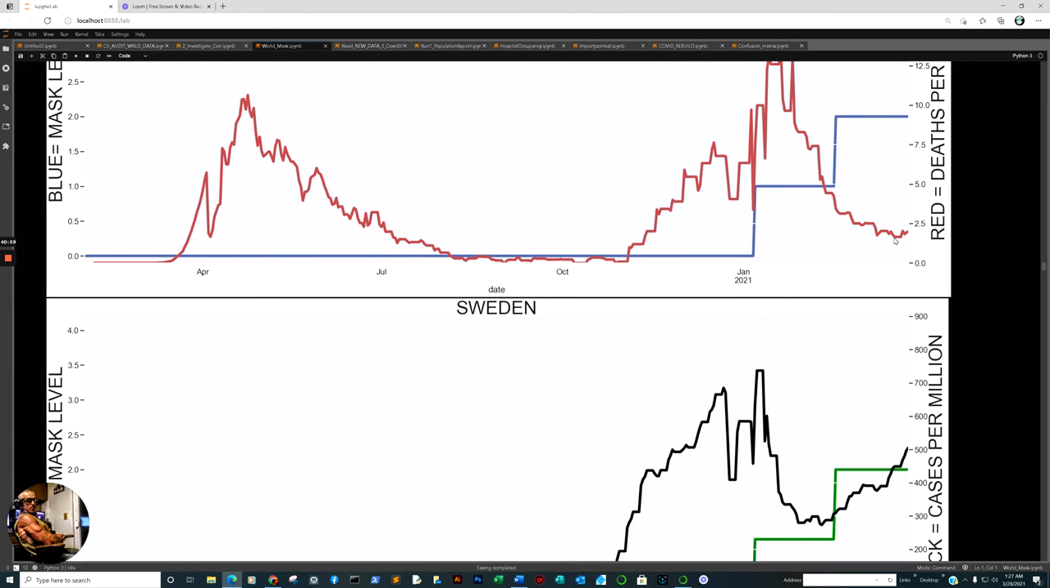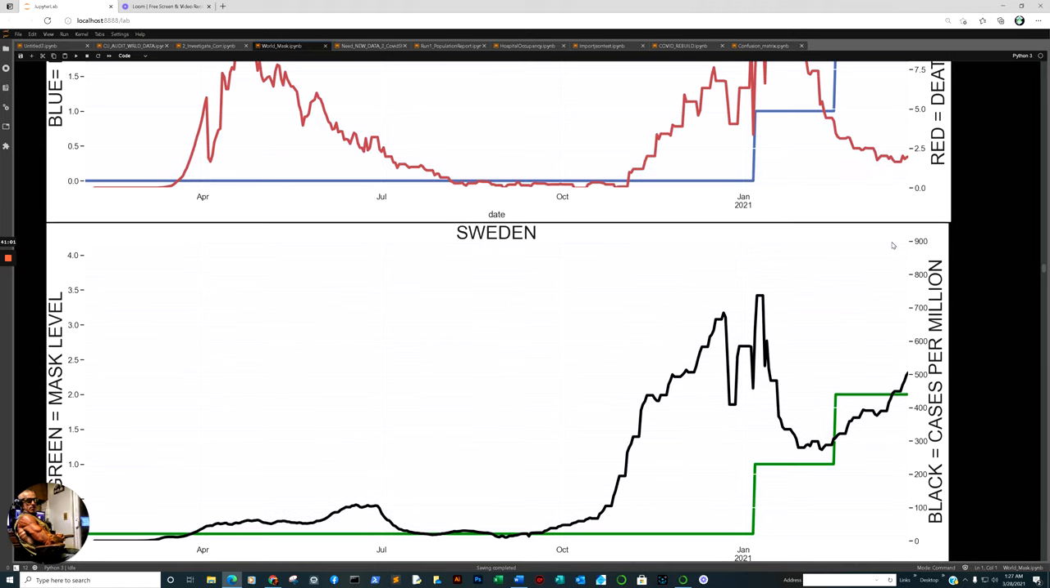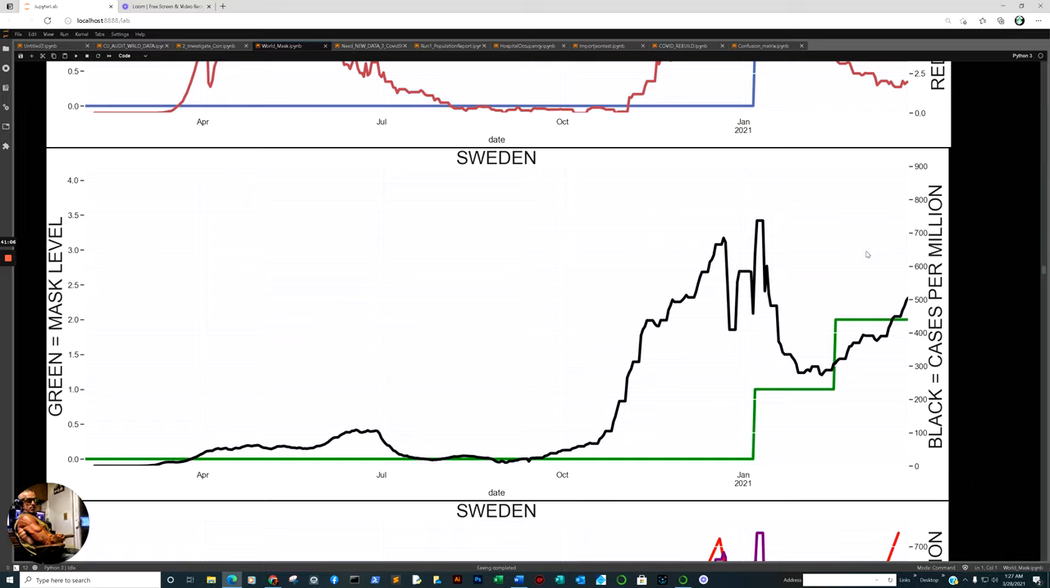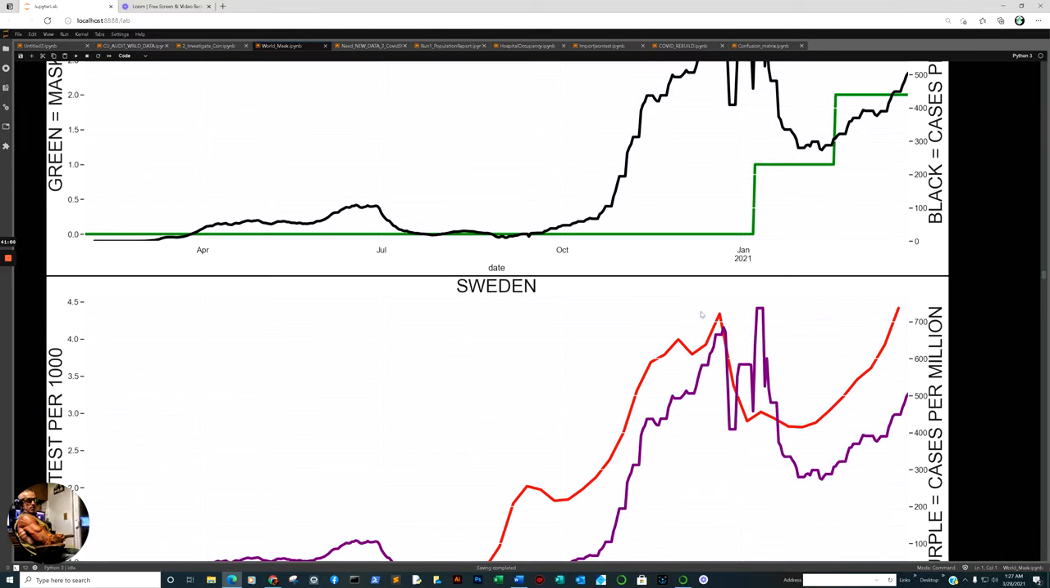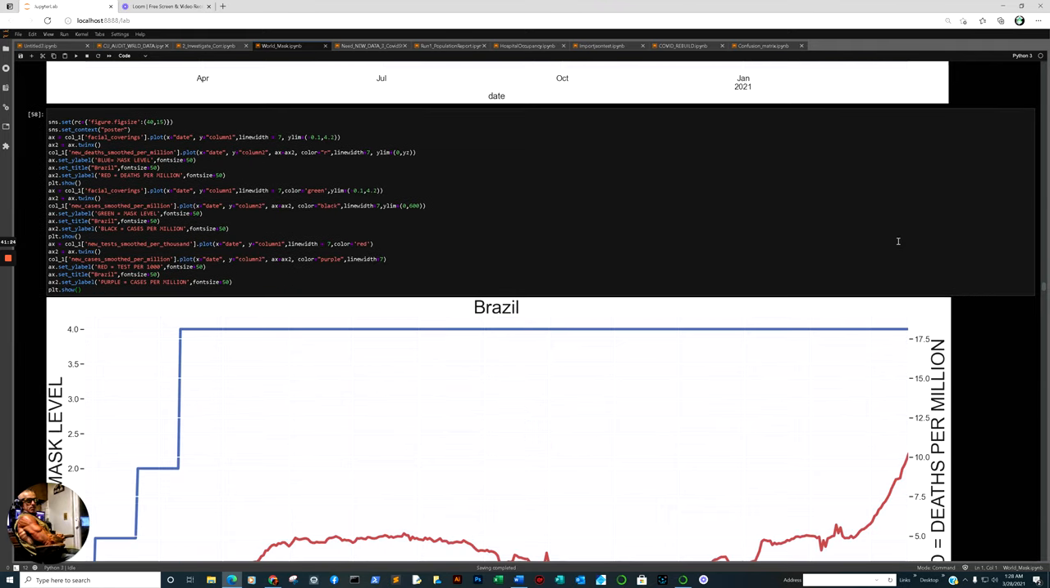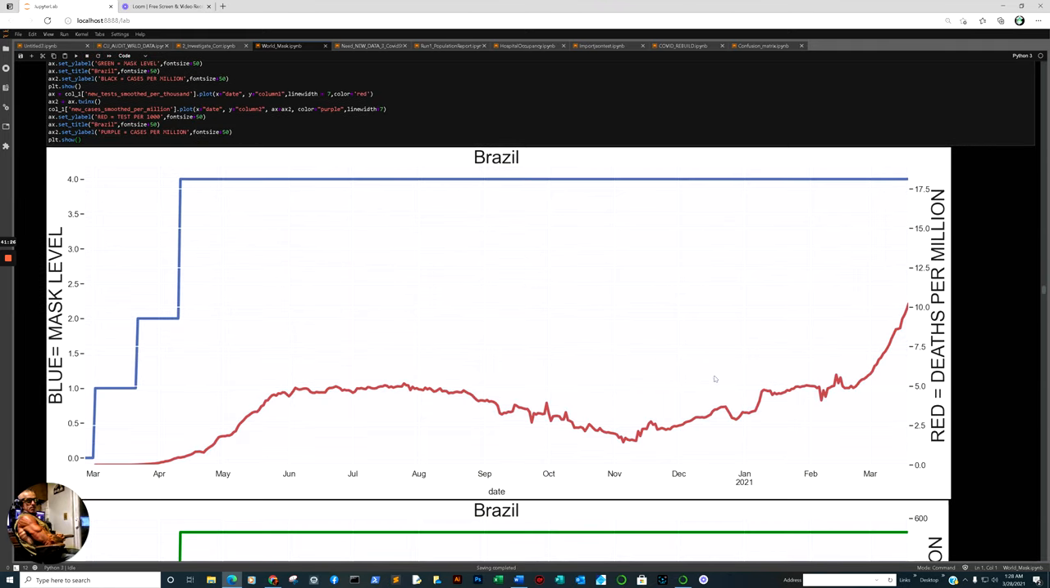However, deaths per million going down. So if the objective is to flatten the curve and the curve is already flat, again, I'm not a policymaker, so this is for policymakers. Tests per 1,000, nice separation there, but as you look at this correlation, almost identical. As you're beginning to go up in tests, you're beginning to get more cases, and again, if you do an antigen test like we looked at, that would be fully self-explanatory. Brazil, deaths per million. Again, they're going up. Mask levels, you tell me.